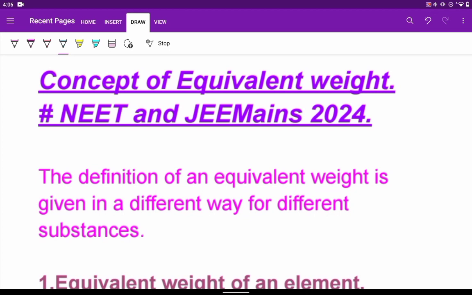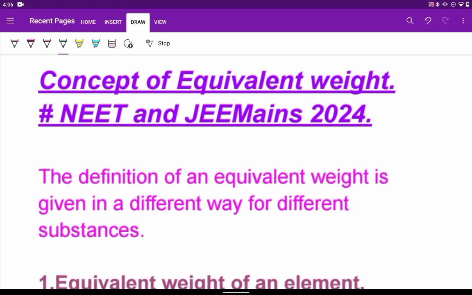Today we will deal in detail with equivalent weight. So I have today chosen the topic, the concept of equivalent weight. It will be helpful for NEET and JEE Mains 2024. First of all, we will see it theoretically and also some examples related to it, so that the concept will be very clear.